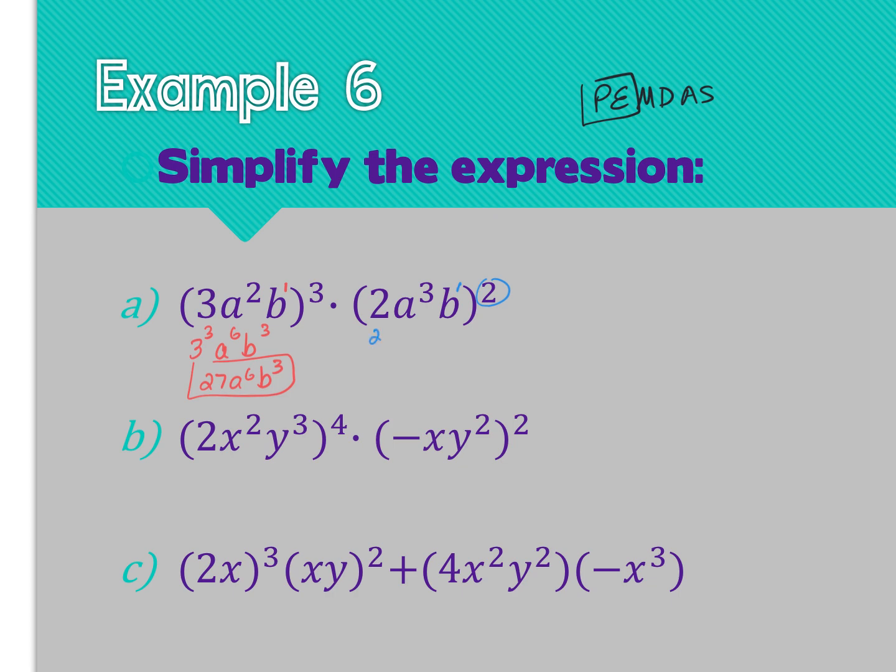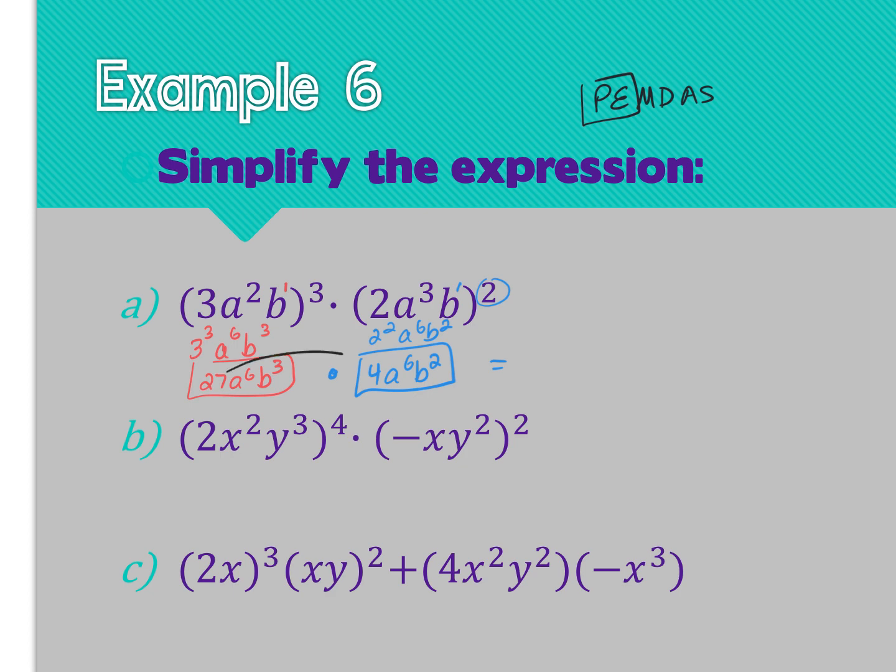So I've got 2 squared, a to the 6th, and b squared, and then 2 squared is 4, a to the 6th, and b to the 2nd. And so I've got now the left side times the right side. So now let's actually multiply these.